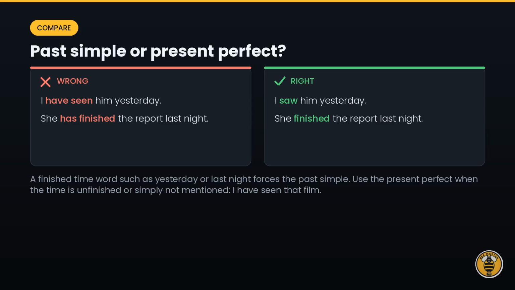Here is a comparison that trips up a lot of learners. I have seen him yesterday is wrong. She has finished the report last night is wrong. Why? Because yesterday and last night are finished times, and a finished time forces the past simple. I saw him yesterday. She finished the report last night. Save the present perfect for when the time is unfinished or simply not mentioned at all. I have seen that film.